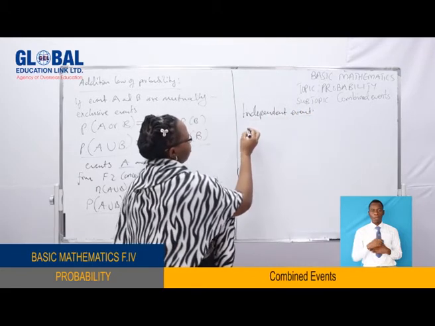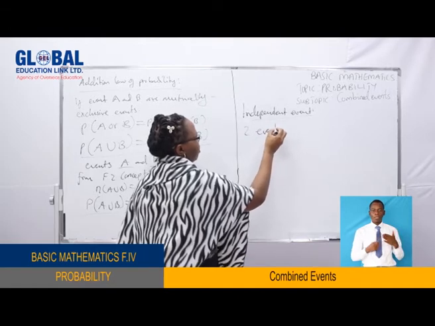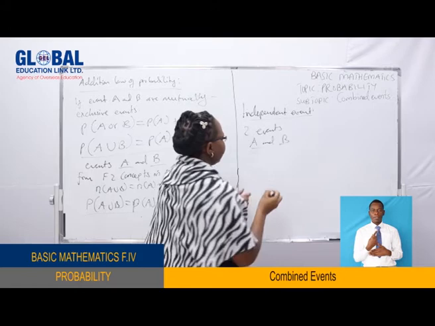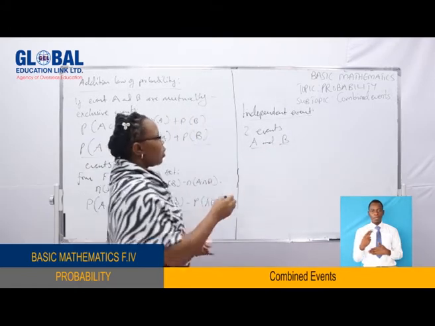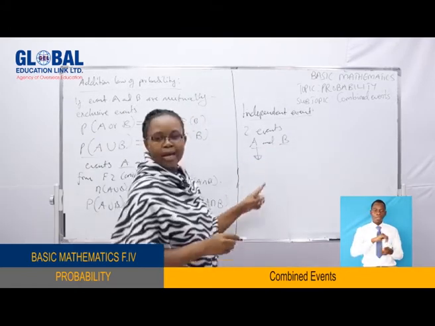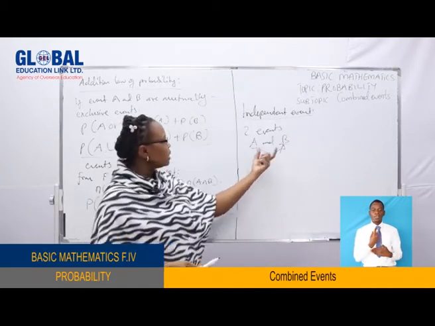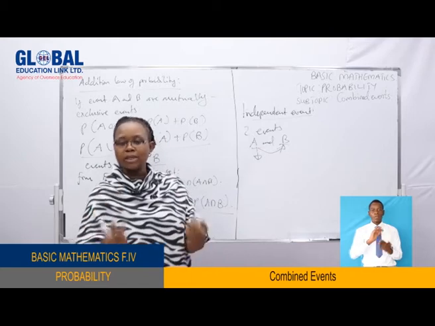Independent events. You have two events, that is event A and B. These are the two events. So the occurrence of this event cannot affect the occurrence of this event. So these events can occur at the same time.